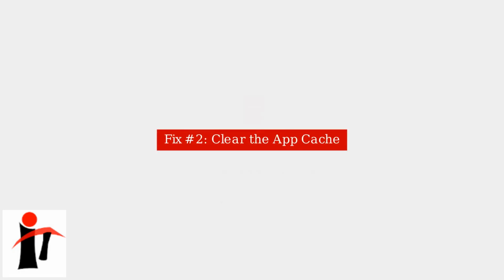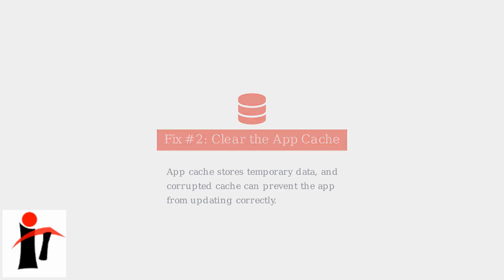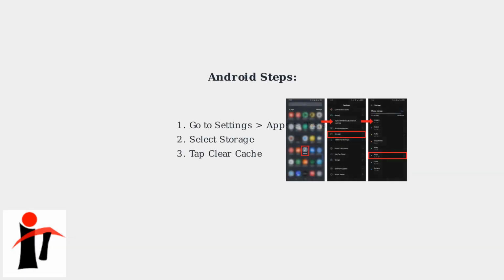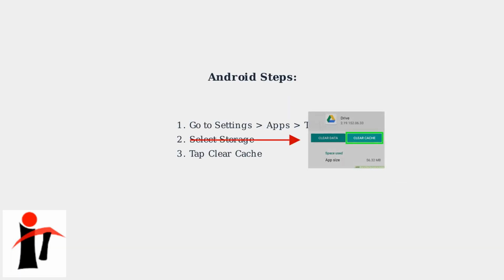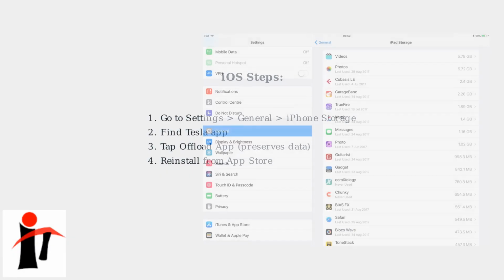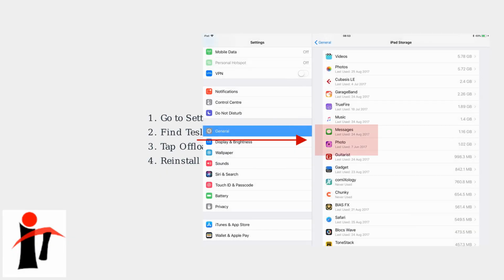App cache stores temporary data, and corrupted cache can prevent the app from updating correctly. On Android, go to Settings, then Apps, then Tesla, select Storage, and tap Clear Cache. On iOS, the process is slightly different. You'll need to offload the app, which preserves your data, and then reinstall it from the App Store. This clears the cache and forces a fresh data pull.